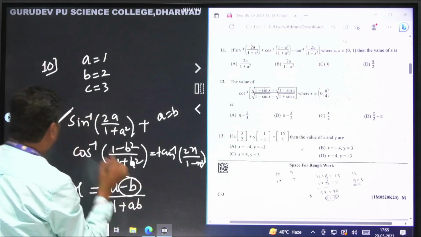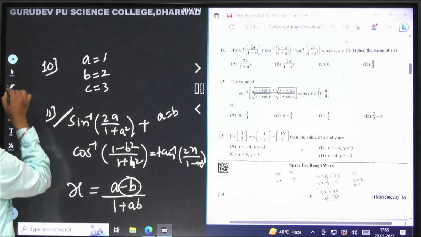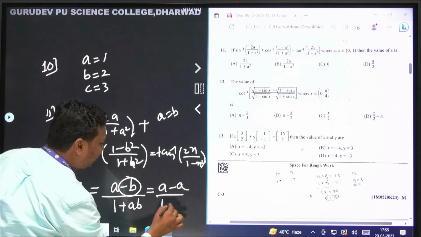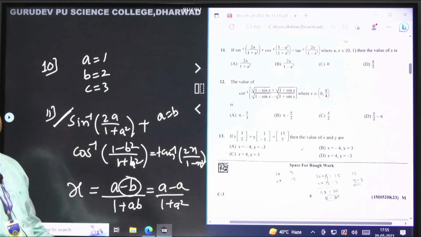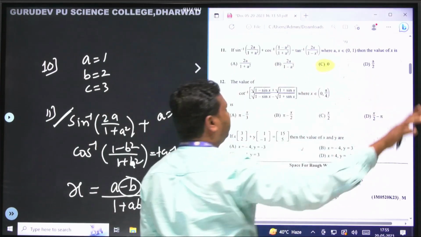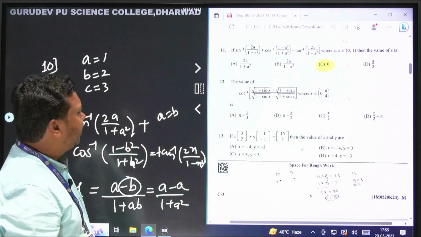This is the shortcut. So in this shortcut, you can observe we get a minus a divided by 1 plus a square. So the answer is 0, purely 0. Done. So I'll go with option C. Please correct. Okay. Chalo, go for the next, the 12th one.